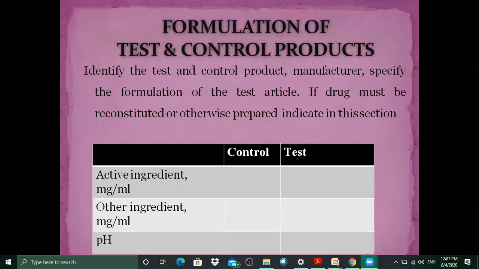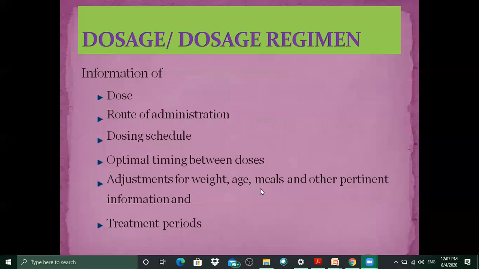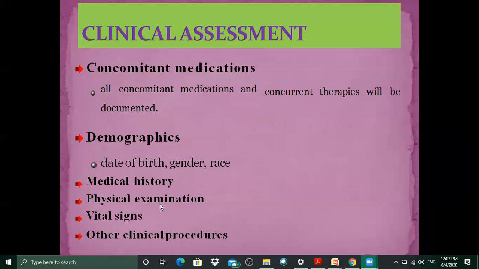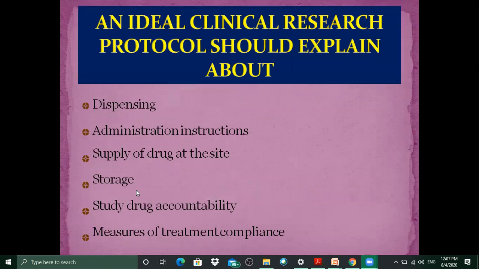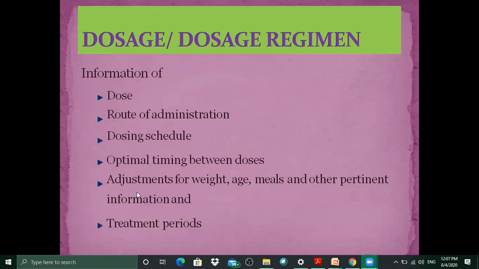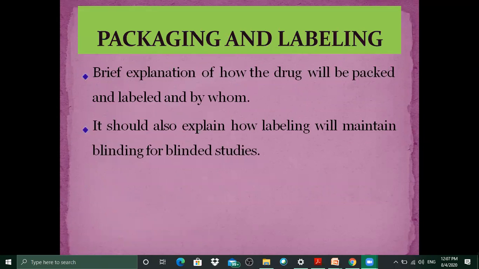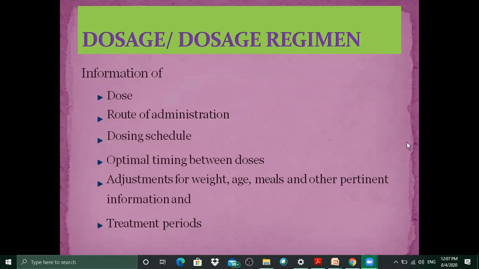Ma'am, what exactly do we mean by study treatment? What is this? Study treatment? Just a minute. Where we had studied this particular part? Just a minute. Where is it? So hello. Who was it?